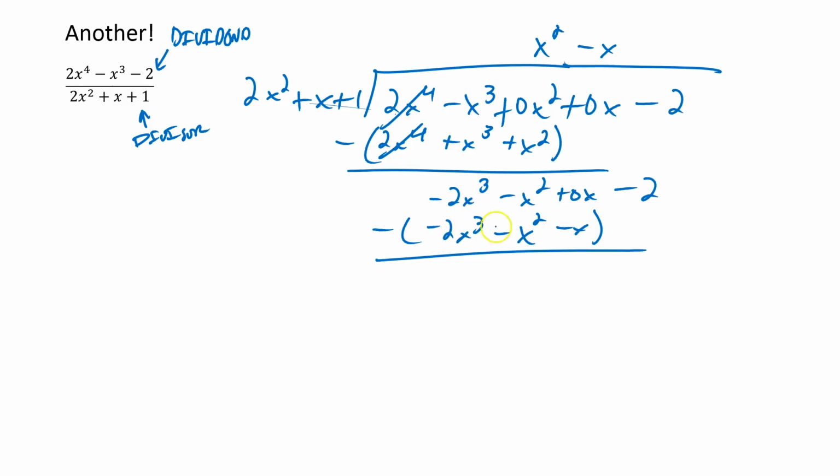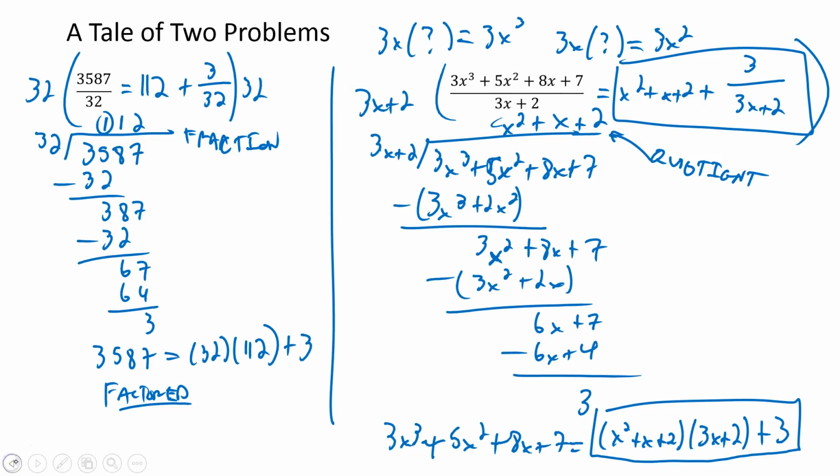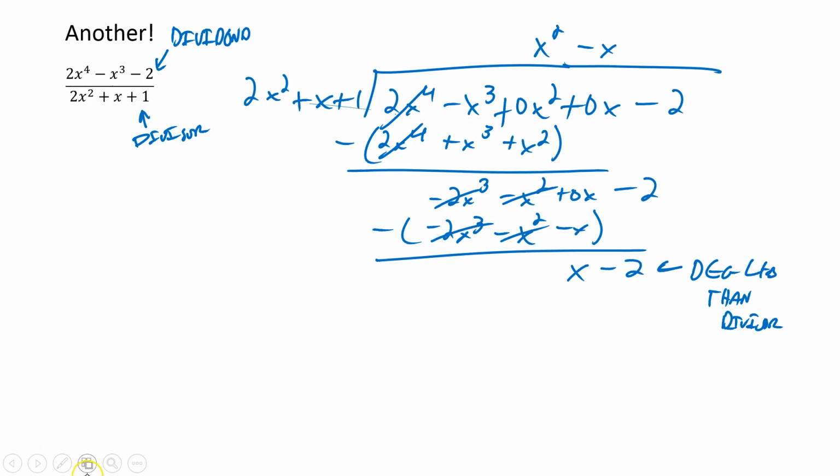Subtract again. So negative 2x cubed minus negative 2x cubed, those cancel. Negative x squared minus negative x squared, those cancel as well. 0 minus a negative x is a positive x minus 2. Now, by the time you get down here, the degree is less than the divisor. So we're done. On the last one, we had to go till we got to a constant because our divisor was linear, with degree just 1. This time, I can't multiply 2x squared by anything to get x, right? You'd have to divide, and we don't want to do that.